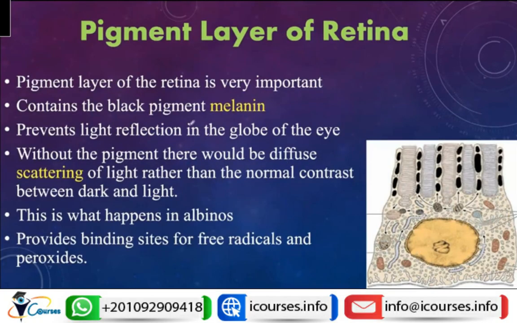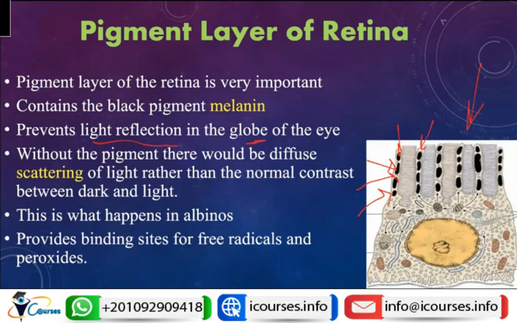Another important region of the retina is the pigment layer, or the retinal pigment epithelium. You remember this figure from the anatomy. This is the retinal pigment epithelium, and we said that it contains melanin. So these black spots are melanin. What is the role of melanin here? The role of melanin is that it will prevent light reflection in the globe. Without this melanin, when the light strikes the retina, it will undergo scattering, and the scattering of light will impair the visual acuity.